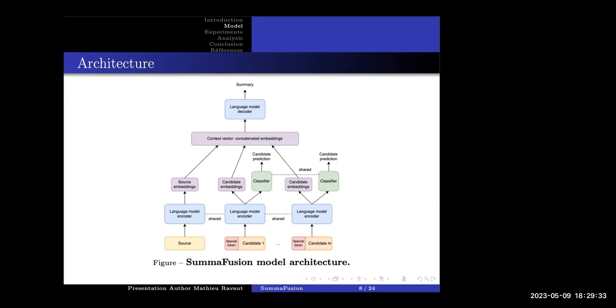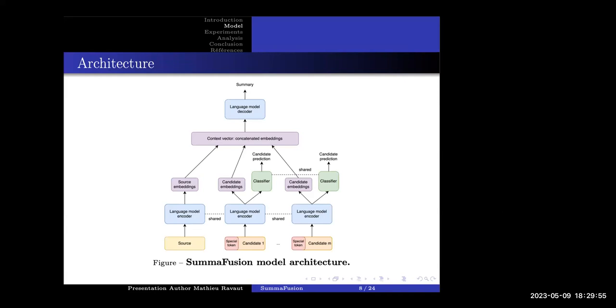And then we pass them to the encoder, in blue. The shared encoder, of course, is the same across all of these encodings. We get our embeddings. For summary candidates, we also pass them to the classifier during training. They go through the classifier, which will predict whether they are an oracle or not. Then we'll concatenate all of these embeddings.